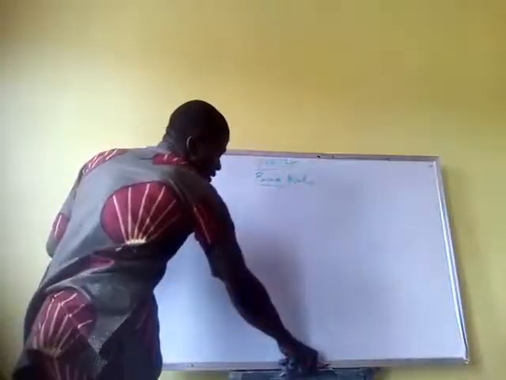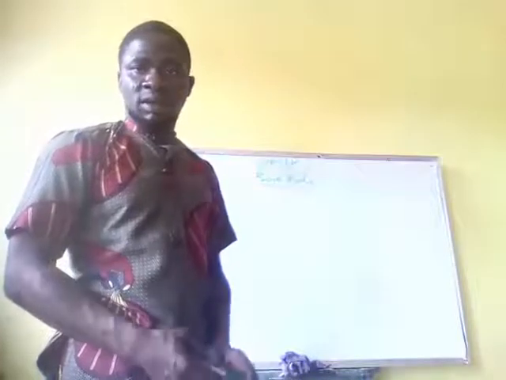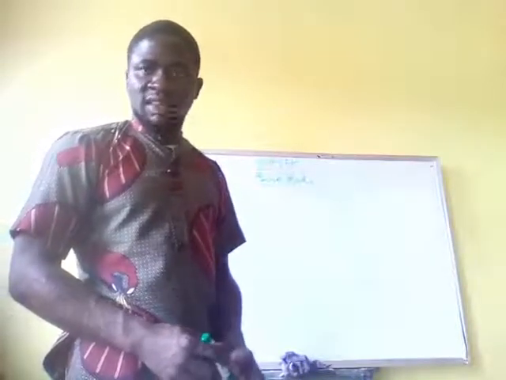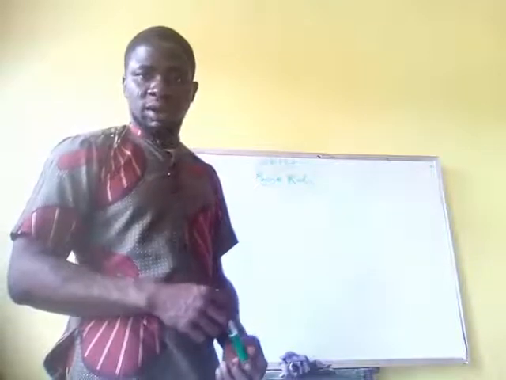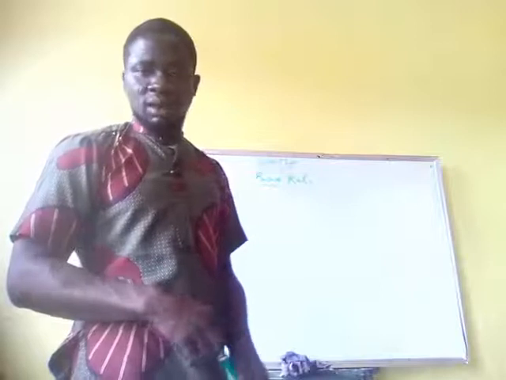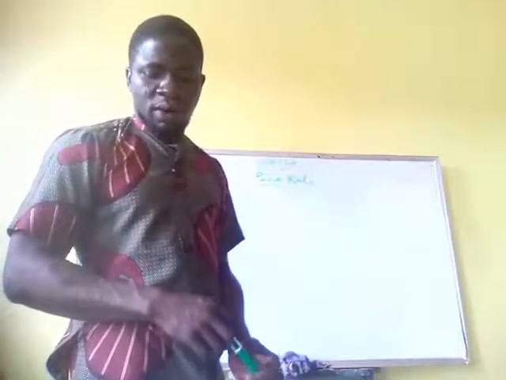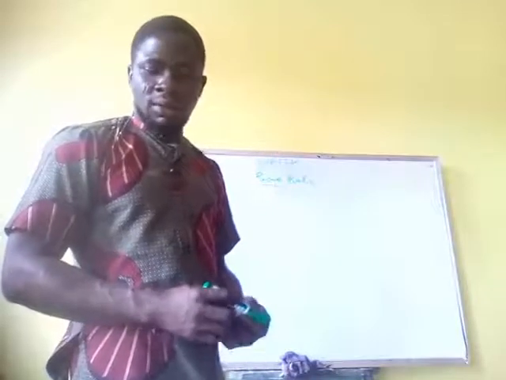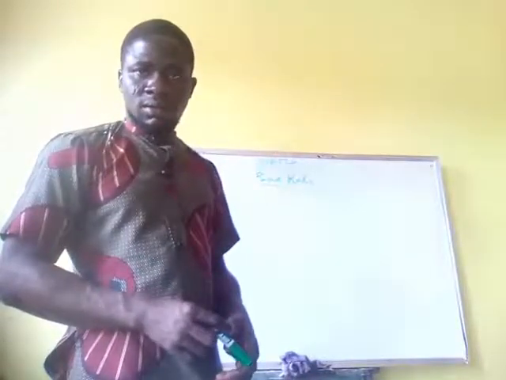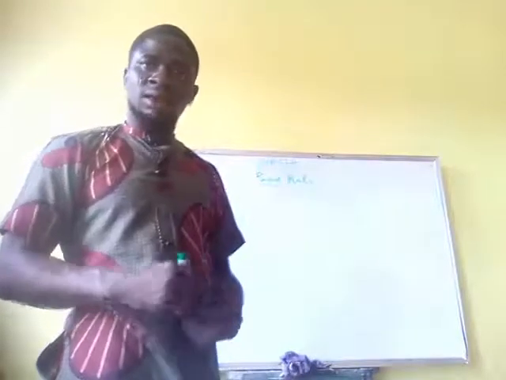So the first one said, ABC is a triangle, as capital letters, with A equal to 38 degrees, C equal to 72 degrees, and the small letter b equal to 5.82 cm. The question now says, find a and c.